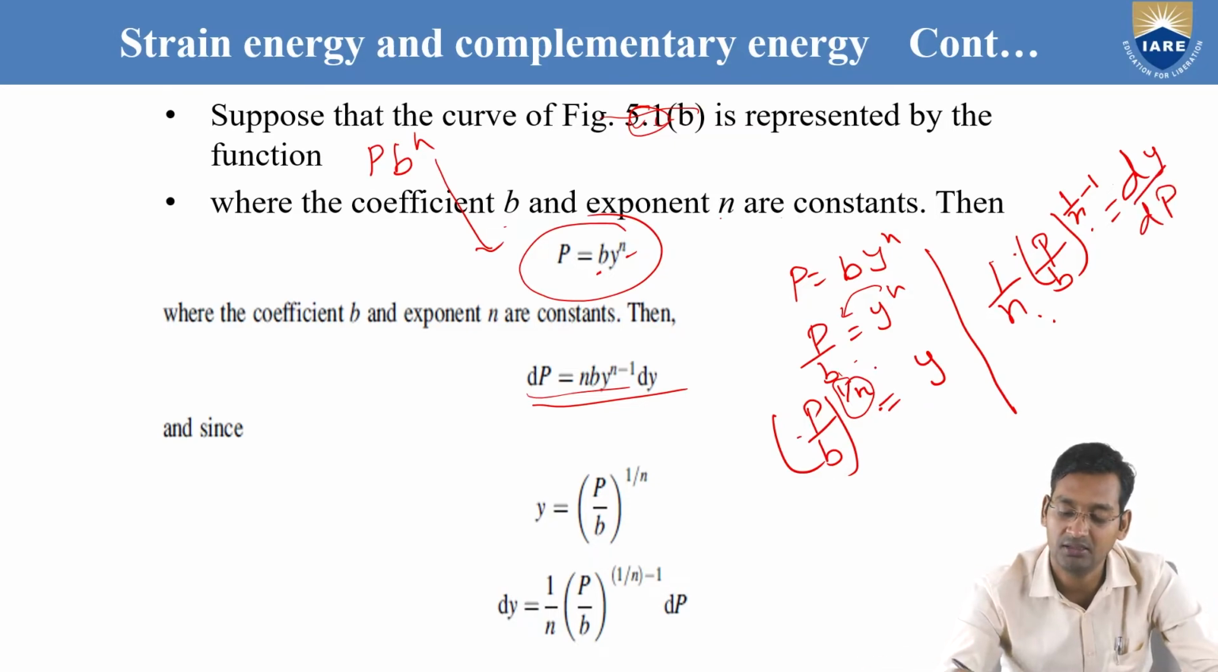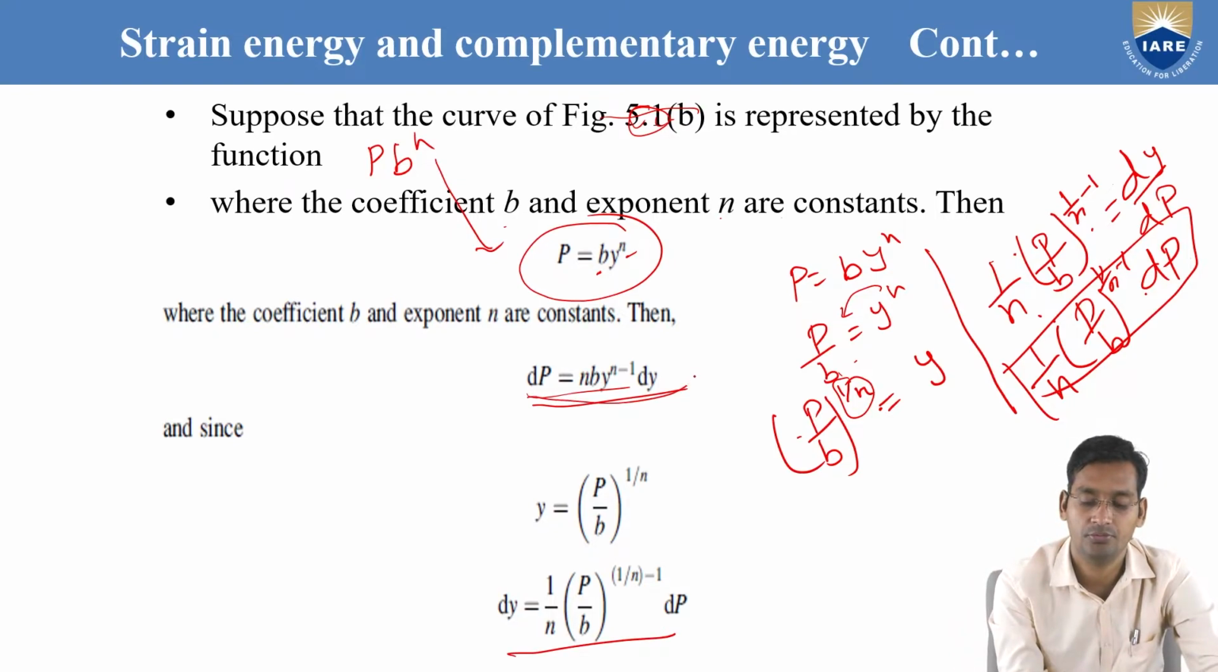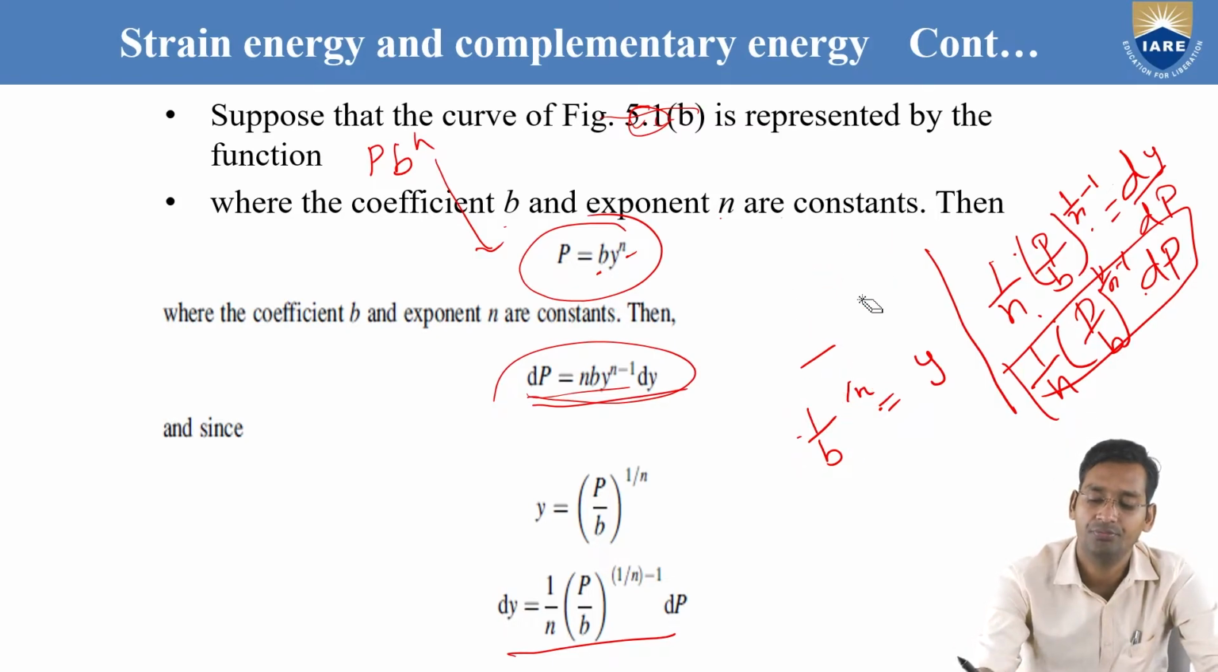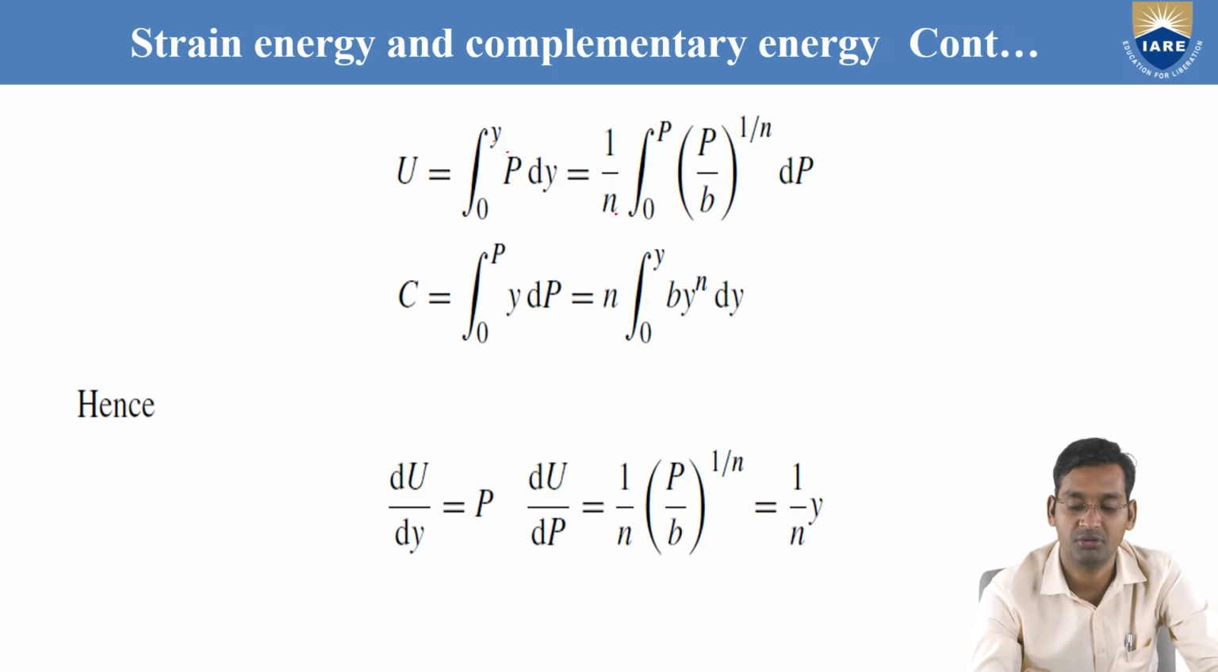Now again, same as this one, cross multiply, so 1 by n, P by b to the power 1 by n minus 1 into dP. So let's see, we got this value for dy, this one for dP. Now we have dP and dy, substitute in that equation. So now we have U equals the integral from 0 to P of y dP. Just now we found that value, and that is in terms of complementary energy.